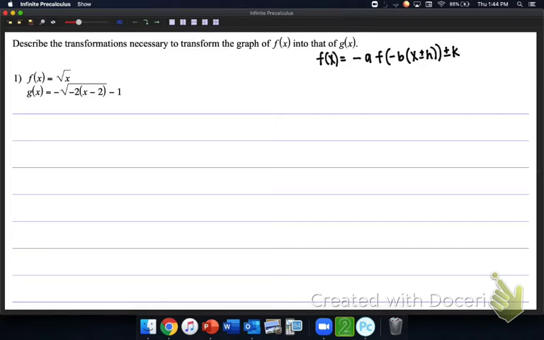Okay, so let's go through all this. Remember that f of x is our function, and this f is just denoting that this could be any parent function. Okay, so let's go through this. We're just going to go left to right. This negative, if you can remember from last time, this reflects the x-axis. So this is going to negate all of the y values.